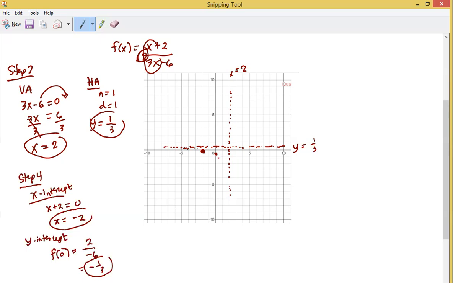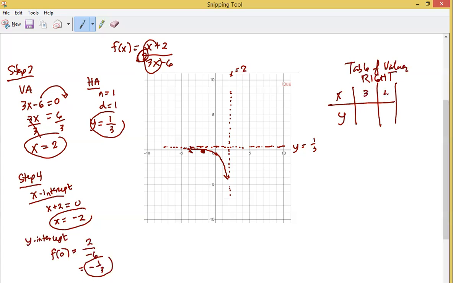Now, what do we do next? We make the table of values. Actually, to check our intercepts, we already have 2 to the left of the vertical asymptote. So it's just okay to just plot 2 to the right. So I'll just have the right one. Because with 2 points, I can now draw a graph. That's my first graph. Now to the right of x equals 2, I could have 3 and 4.